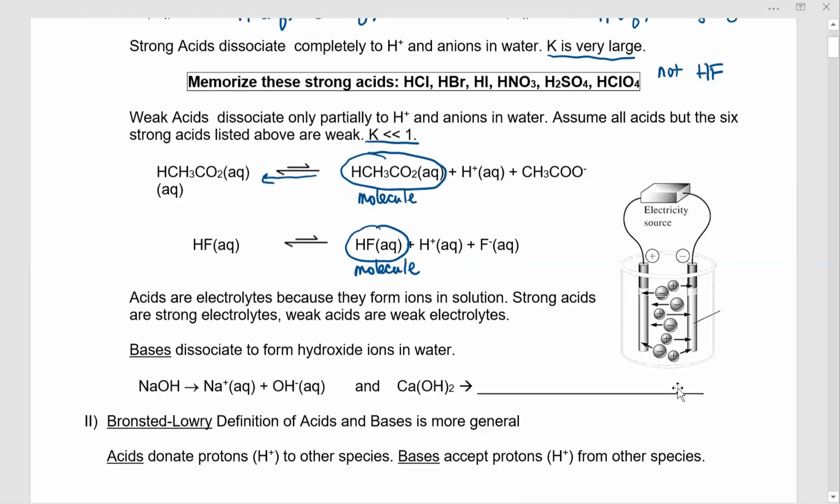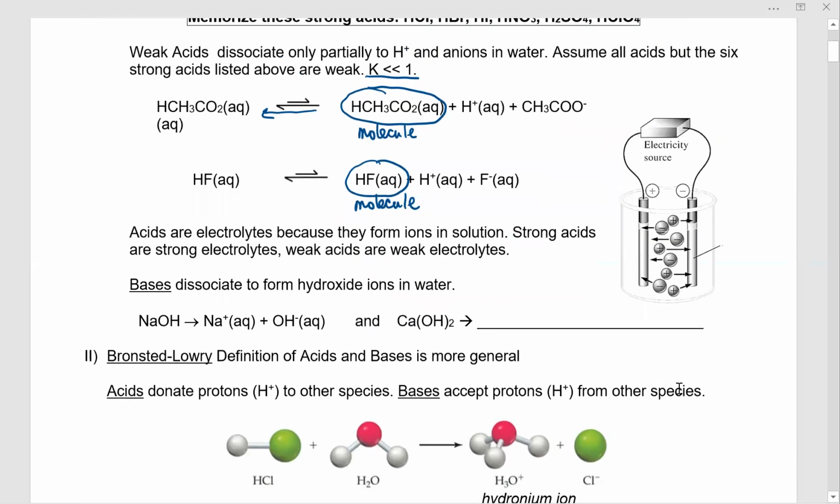Now, remember that acids are electrolytes because they form ions in solution. Strong acids are strong electrolytes, and weak acids are weak electrolytes. The more ions you have in solution, the more electricity that solution can conduct, as that little drawing shows. All right, so that's acids according to Arrhenius.